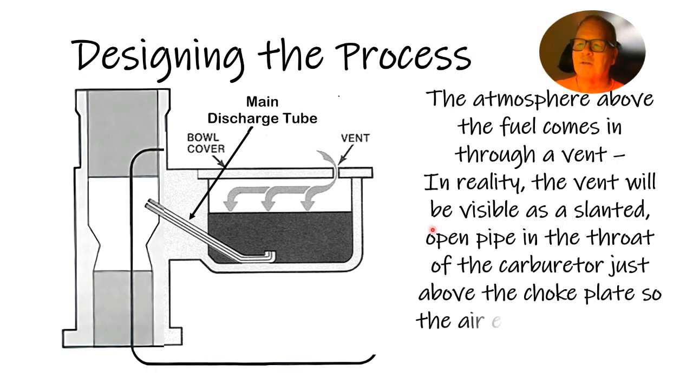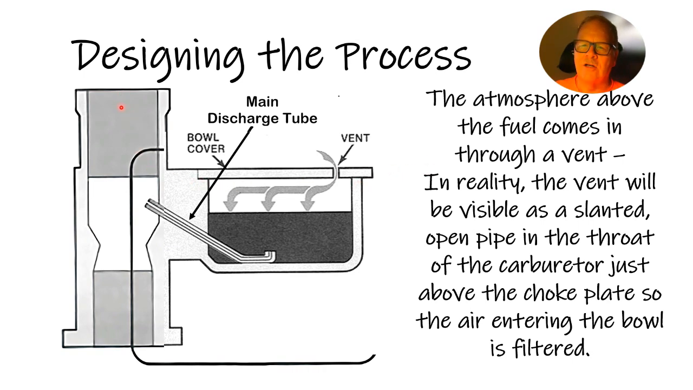The atmosphere above the fuel comes in through a vent. Now in reality, the vent is up in here. You might see that pipe sticking up through the carburetor that's got an angular cut on the top, and it's above the choke. All right, so that's going to let air go in this way. So you want filtered air. You don't really want it going through an open vent in the bowl. That's just really not a good idea because dirt and stuff gets in there and all that kind of thing.